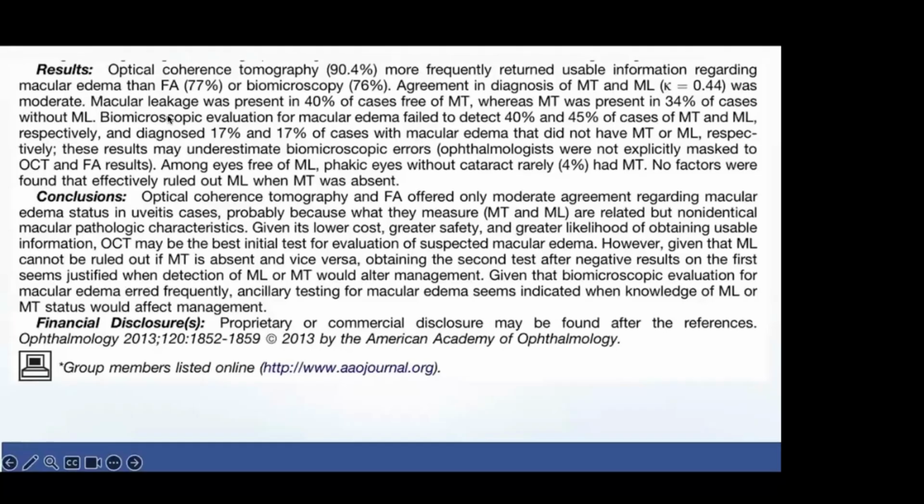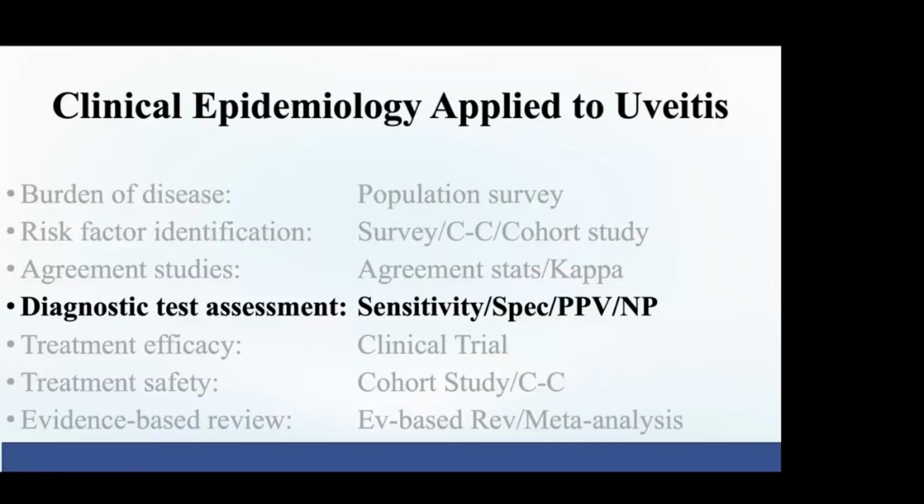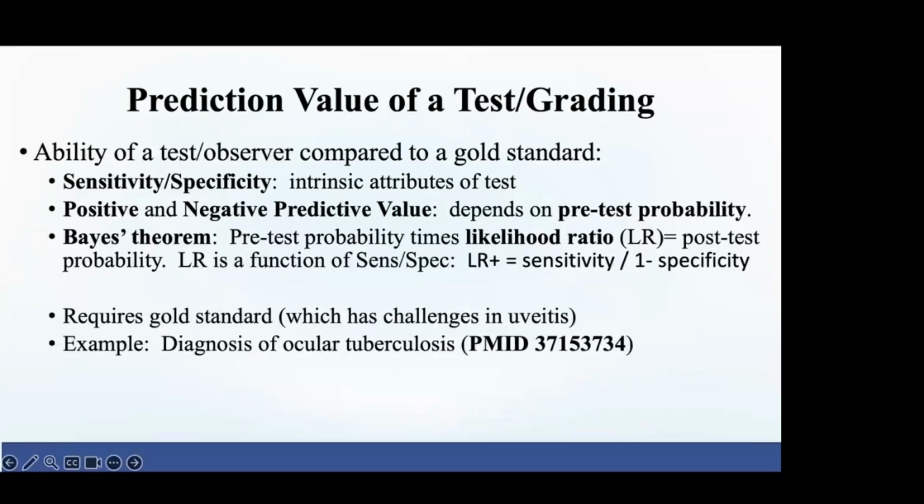Some cases, especially young, healthy eyes, might have macular leakage without thickening, and old, sick eyes might have thickening without leakage. And also, one can resolve before the other does. So the point was basically that the agreement was imperfect, and that we might use OCT, as we're all doing now, because it's cheaper and it has a greater probability of providing useful information. But we might consider doing fluorescein in addition to OCT if macular leakage would affect our management. Okay, sensitivity and specificity, positive and negative predictive values, and likelihood ratios under Bayes' theorem.